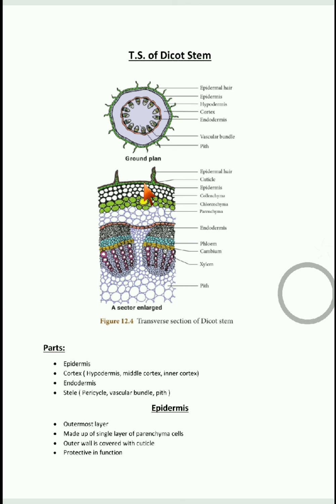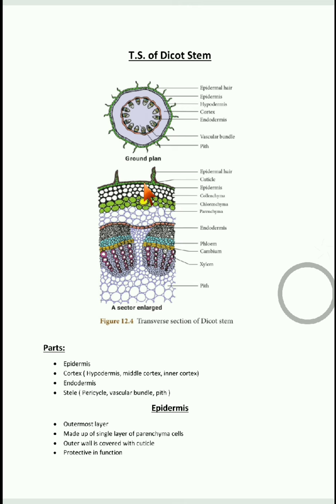Epidermis, as we have seen, is the outermost layer. It is made up of parenchyma cells. Already we have seen that parenchyma cells are important for photosynthesis or food storage purpose. Then we have the outer wall. This parenchyma cell is again surrounded by a cuticle. This cuticle is nothing but a waxy coating.